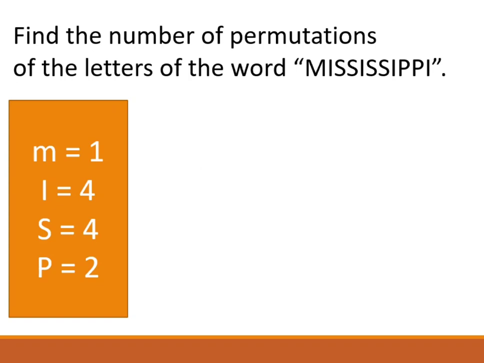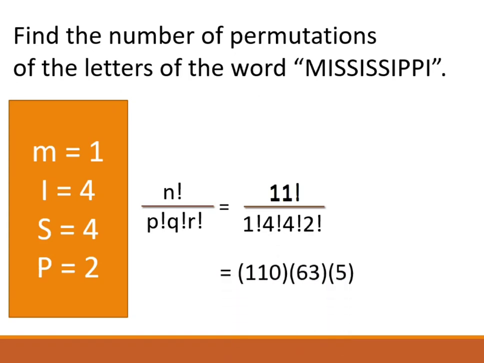So, n is equal to 11 factorial. Sunod natin gagawin, aalamin natin kung ilang beses na ulit ang bawat letter. So, yung M, isang beses lang. Yung I, 4 na beses. Yung S, 4 na beses. At yung P ay 2 beses. Substitute na natin. That will be 11 factorial over 1 factorial, 4 factorial, 4 factorial, 2 factorial. And that will be 110 times 63 times 5, which is equal to 34,650.